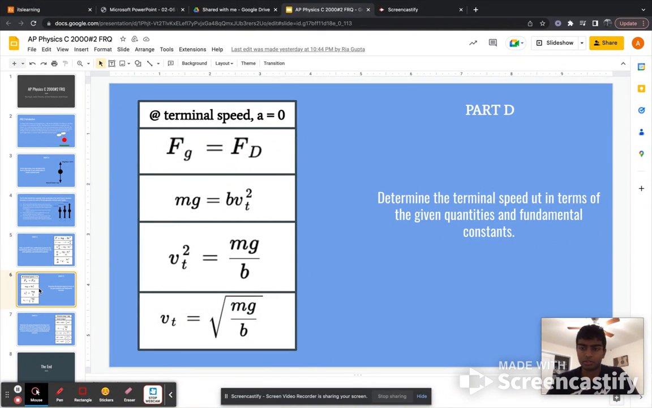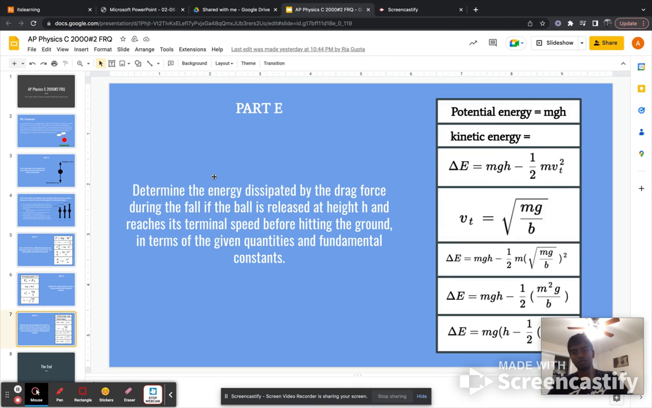Determine the terminal speed v_t in terms of the given quantities and fundamental constants. At terminal speed, as we've observed before, the force of gravity equals the drag force. And we want to solve for velocity, right? The force of gravity is mg, and the drag force is bv squared. So let's simplify this equation and move constants to the other side. v squared equals mg over b, after dividing both sides by b. Then let's take the square root of both sides to isolate velocity. We get velocity equals the square root of mg over b. Finally, let's move on to part E.